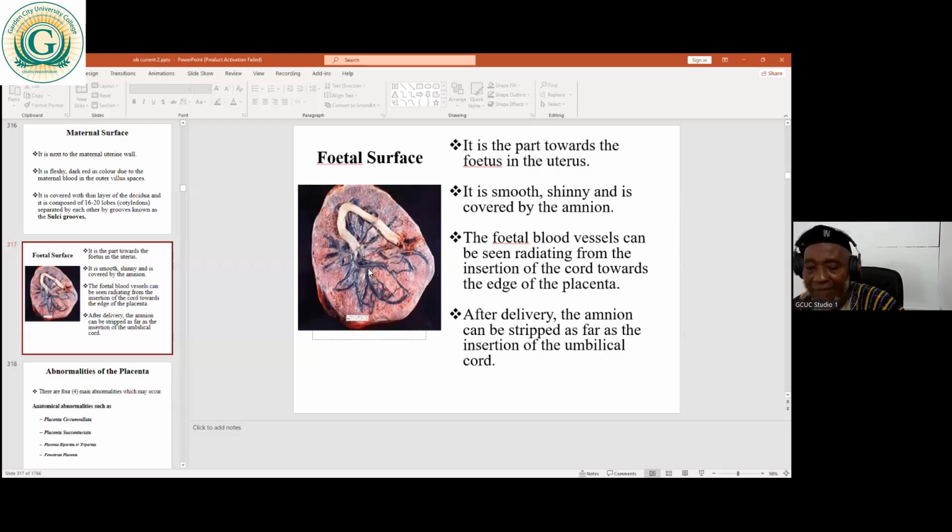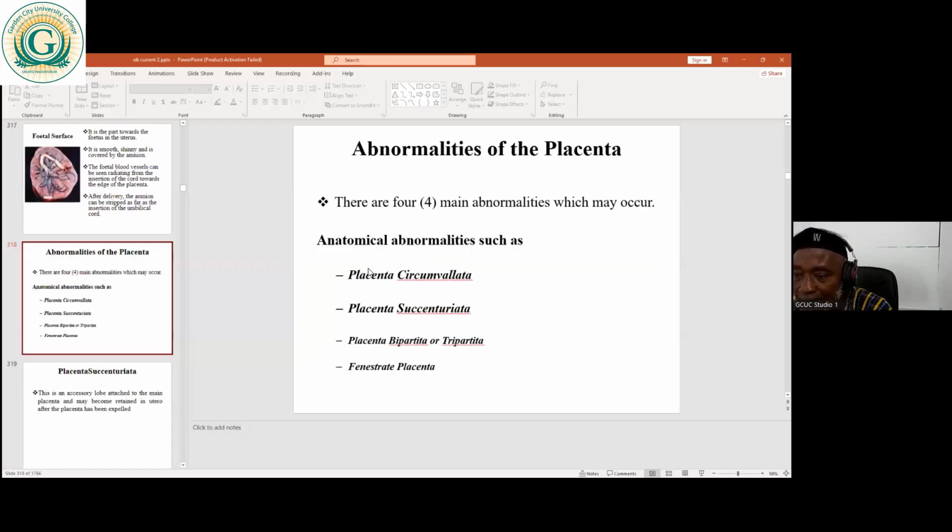Now, the placenta. The reason why we don't throw away the placenta is that sometimes there are abnormalities of the placenta. So you need to examine the placenta and make sure you are comfortable with it before you throw it away. If you don't take care and you throw it away when it has a problem, later on that problem will be manifested in the baby. So these are anatomical abnormalities.